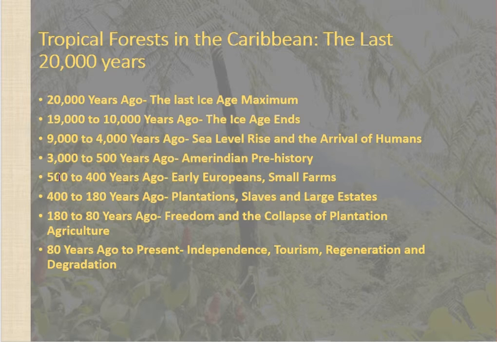We'll take a look at when the Europeans arrived about 500 years ago, the early period of European colonization, what happened, what did they do, and then the transition into the plantation era when the Europeans greatly expanded their presence and their impact on the Caribbean and in particular on tropical forests in the Caribbean. We'll take a look at the end of slavery and the collapse of the plantation system in the Caribbean and the effects that had on tropical forests in the region.